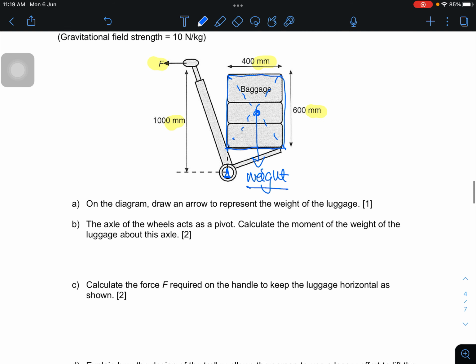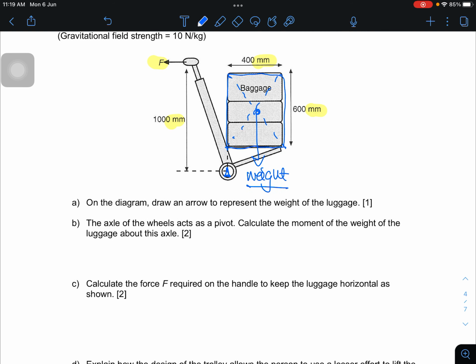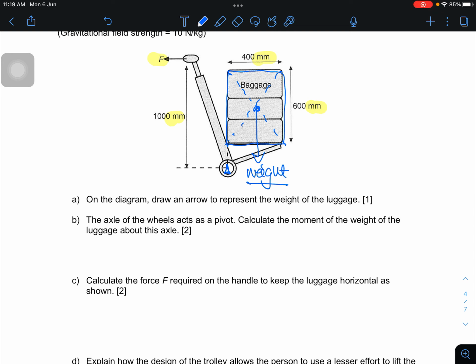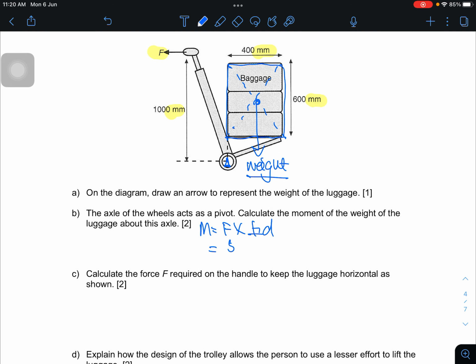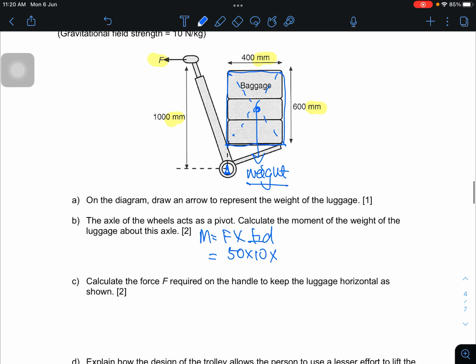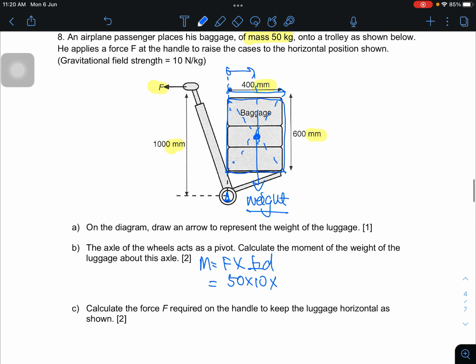They're finding the moment due to the weight of the baggage, nothing to do with the F first. Moment is equal to force times perpendicular distance. Let me find the weight first. They were given a mass, so we need to change the mass to a weight: 50 times 10. That's the weight. Multiply by what's the distance? Since it is at the geometrical center, they only gave us the width of the entire baggage. The geometrical center will let us conclude that the distance between the CG, the weight, and the pivot is 200 mm.